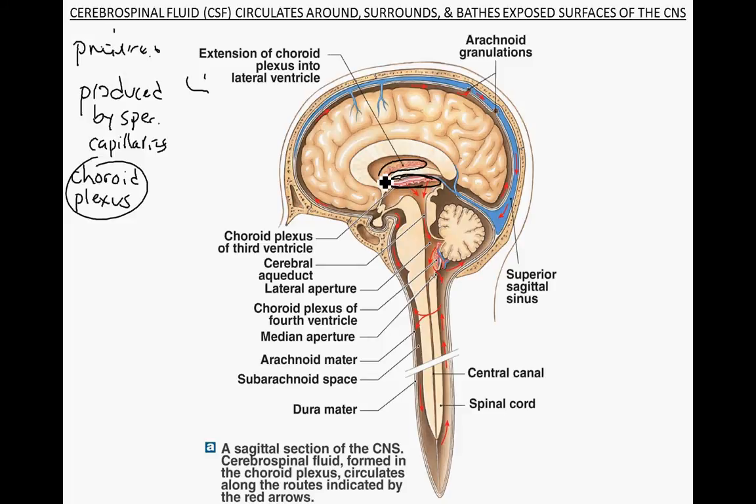This one is going back into the base of the lateral ventricles there. So this one that I identified here is the choroid plexus of the third ventricle. And then we have another choroid plexus down here in the fourth ventricle, which is where the cerebrospinal fluid is being produced. So that's why you can follow these red arrows there.